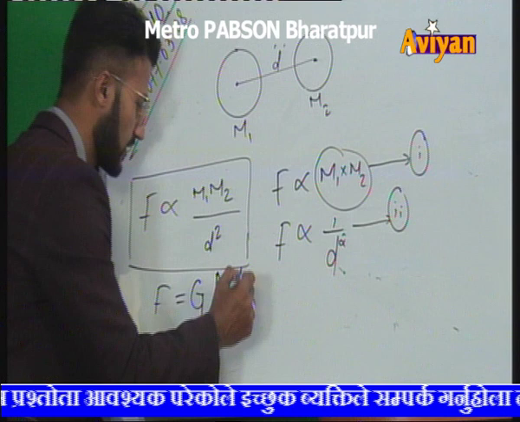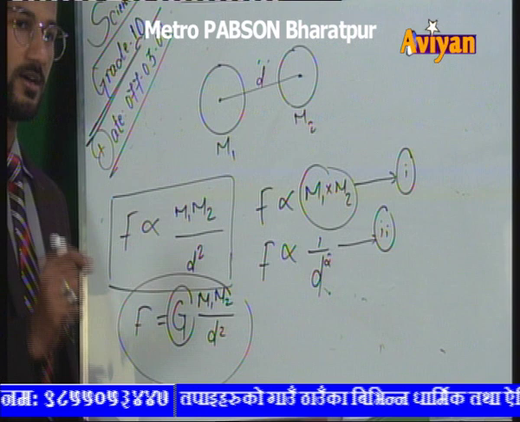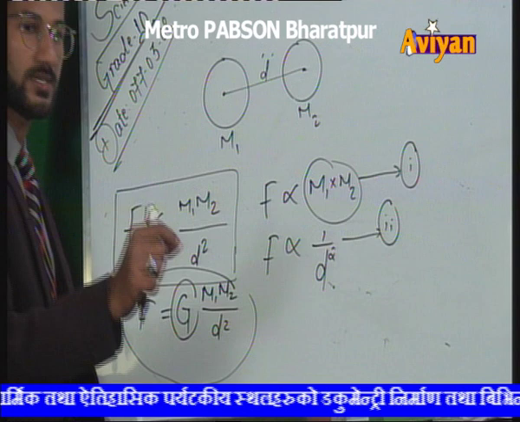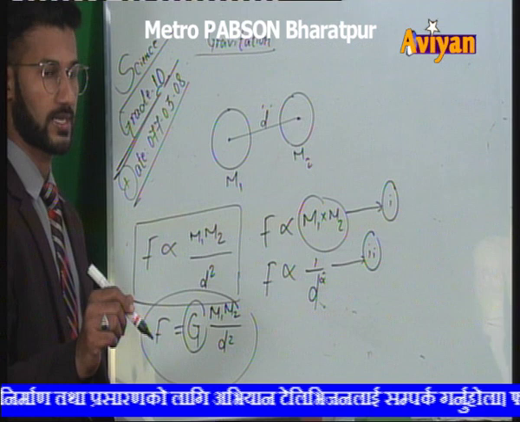Now let me talk about this capital G. What is this? Capital G is called the universal gravitational constant. Why is it called the universal gravitational constant? Because its value remains the same everywhere in the universe. So it is called the universal gravitational constant. Its value is fixed. That has been found experimentally. And all those are the same as in the previous step.